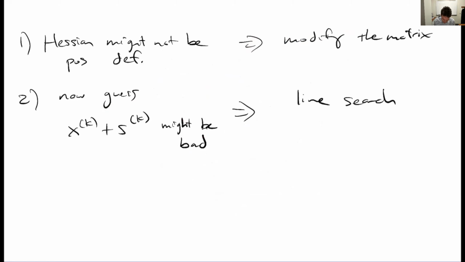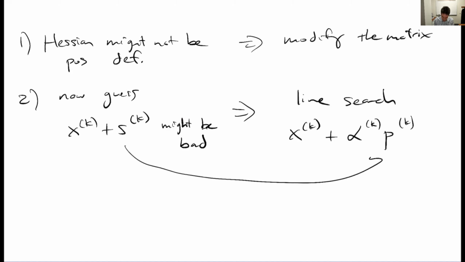So what we're going to do is we're going to say, okay, rather than just saying, let's just accept it, let's take S and make that P, and we'll make our initial alpha to be 1, right? So often it will be a good guess and we'll just take alpha to be 1, but we might have to backtrack. Okay, so two problems taken care of.